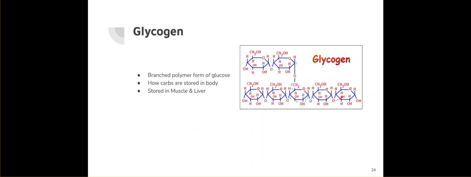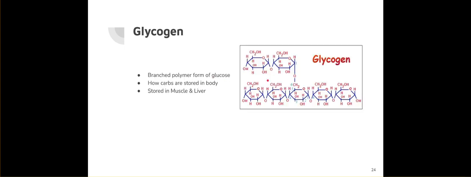Okay, so if you recall, glycogen again is the way that our bodies store this excess glucose. It's just this branched polymer of all these glucoses all chained together. And it's how we store the product of our carb digestion in our body. It gets stored in the muscle and in the liver.